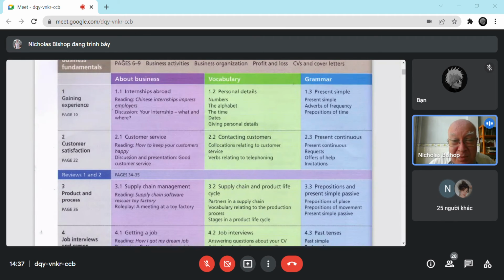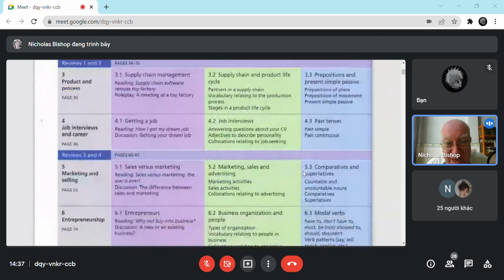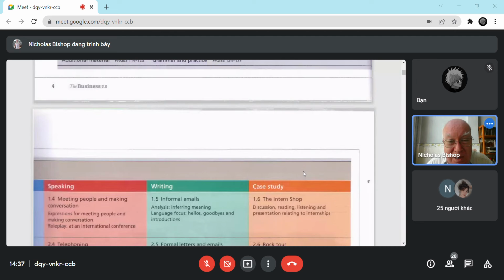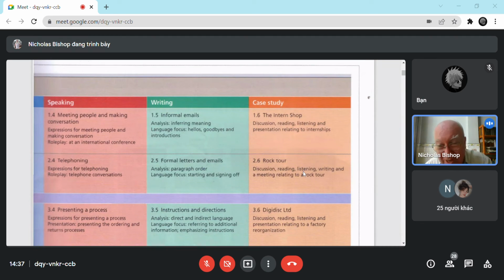Number 2 is, which we might get on to today, customer satisfaction, and including presentations. Presentations is a good word there as well. And go to the end of Unit 2. And the case study, oh, that's a good one. So think about presentations. Their case study for number 2 is a rock tour, you know, like the music band.